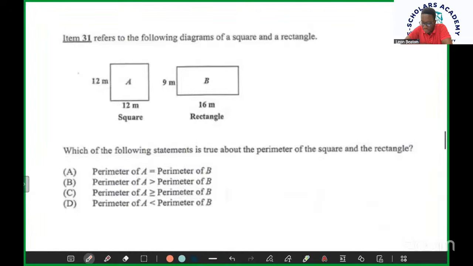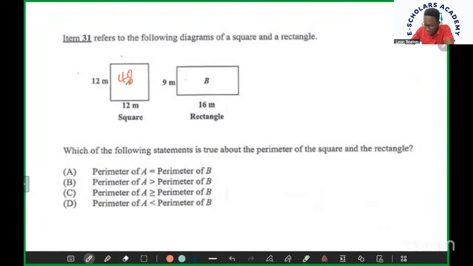Item 31 refers to the following diagram of a square and a rectangle. Which of the following statements is true about the perimeter of the square and the rectangle? So let's find the perimeter for us. The perimeter here would be 12, 12, 4 times 12 is 24 and 24 is 48. So 48 here.